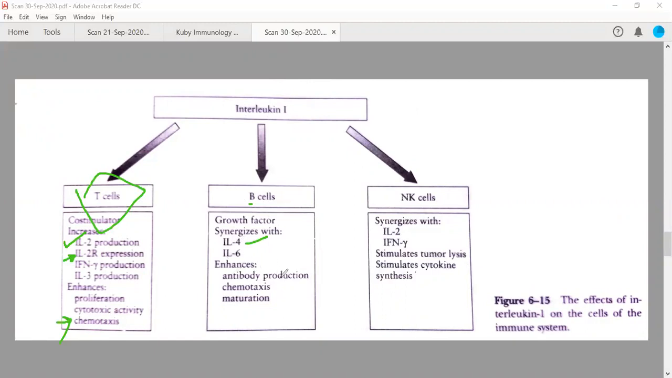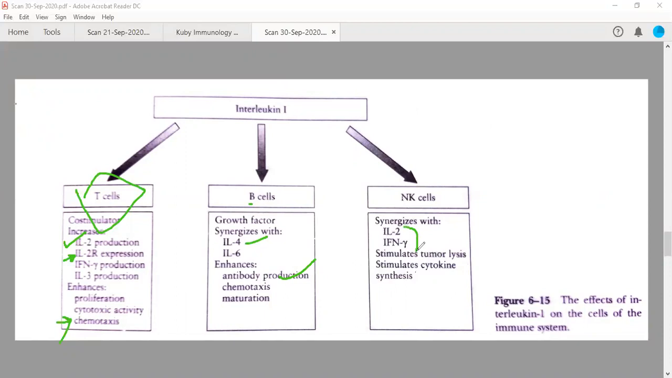Enhancement of antibody production. B cells, after activation, will be transformed into the plasma cells. The plasma cells will show antibody production. Chemotaxis and maturation, right? Natural killer cells have the same role as interleukin 2 and interferon gamma.